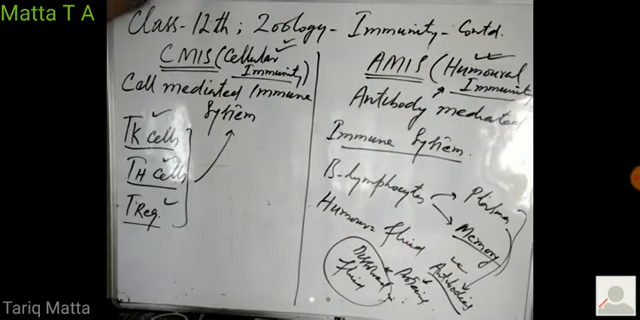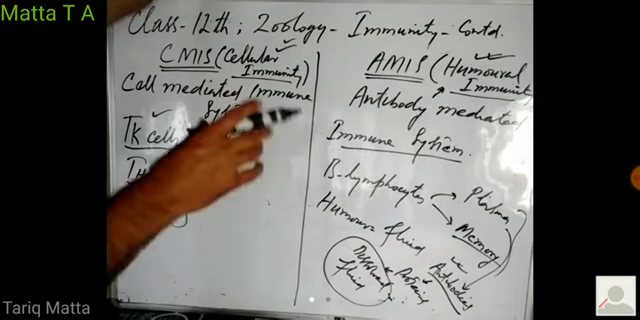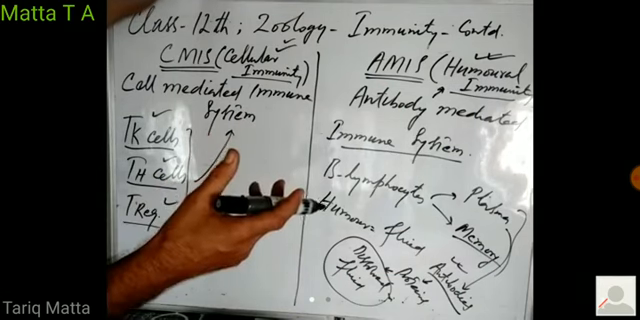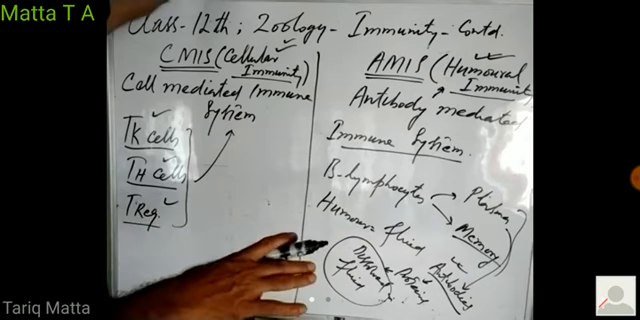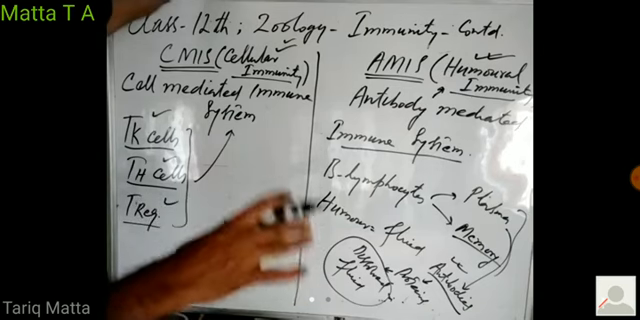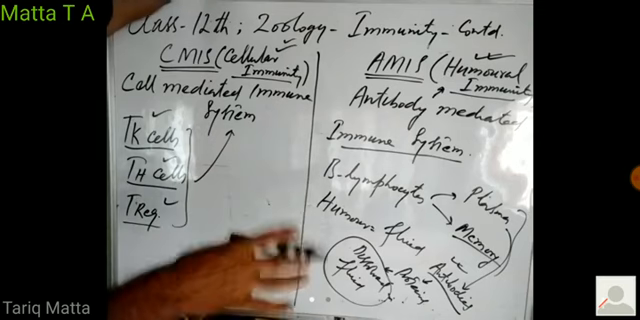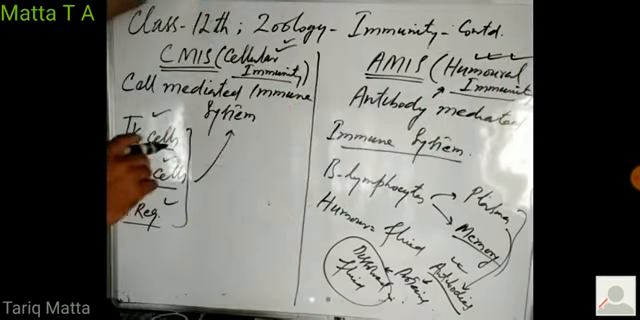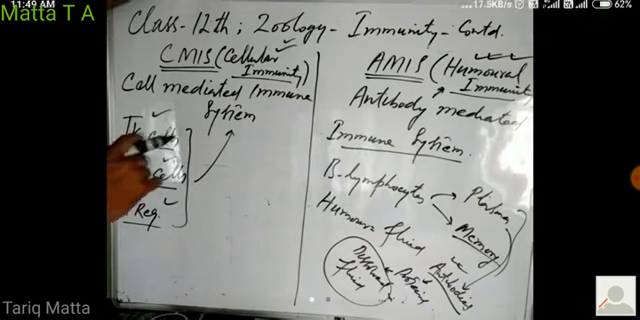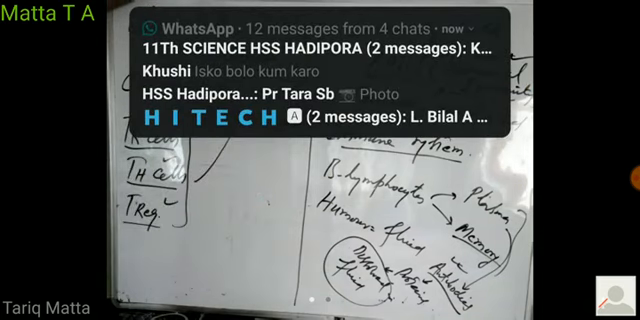Why do we call it humoral immunity? Because the defensive proteins known as antibodies are dissolved in blood plasma. So these antibodies are present in fluid. That is why we call this system humoral immunity, or the antibody-mediated immune system.